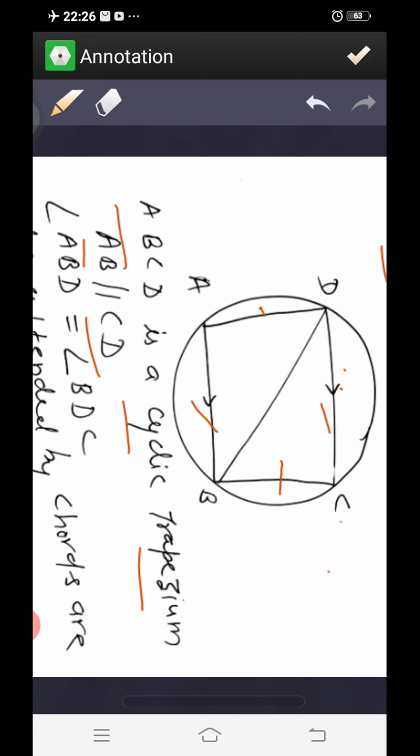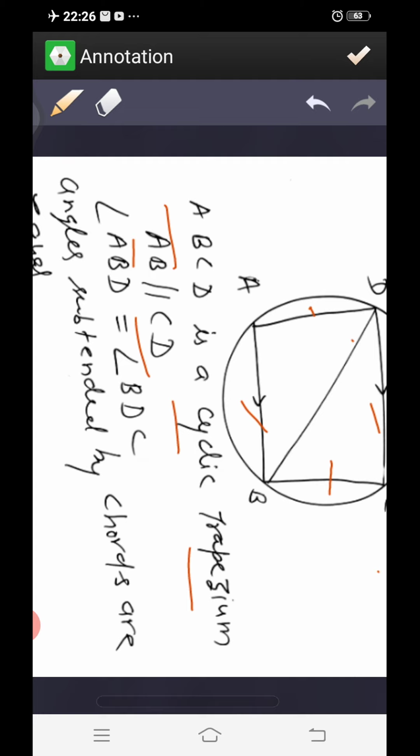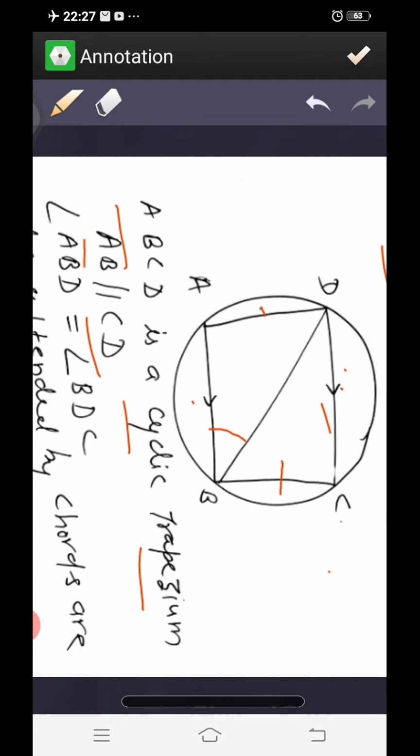We have drawn this BD. We have joined BD like this. Now you see, angle ABD equals angle BDC. We can see that both angles will be equal because these two lines are parallel and BD is a transversal. So they are alternate interior angles, and that is why they are equal. Now these two angles are equal.